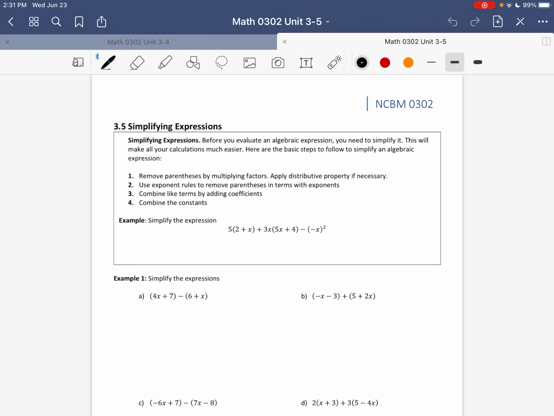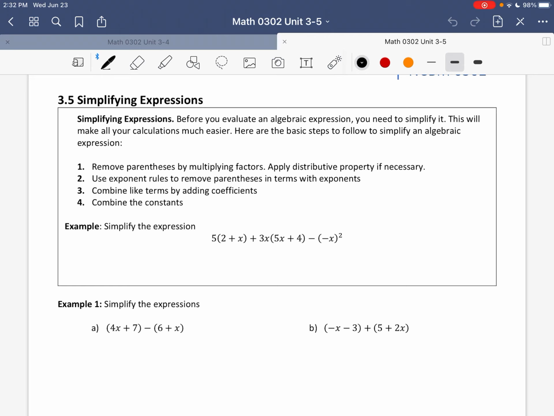Okay, so simplifying expressions means that before we evaluate an algebraic expression, we need to simplify it. This will make all of your calculations easier. Here are the basic steps to follow to simplify an algebraic expression.